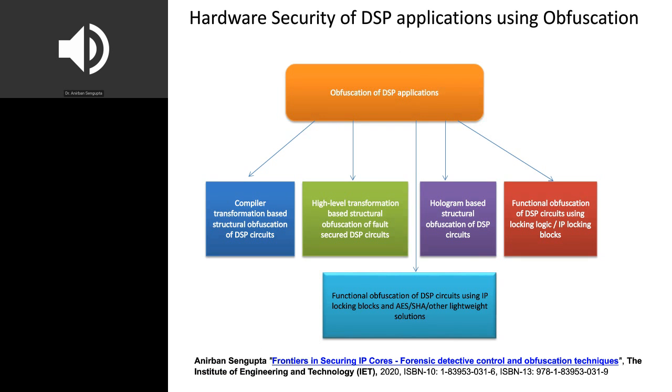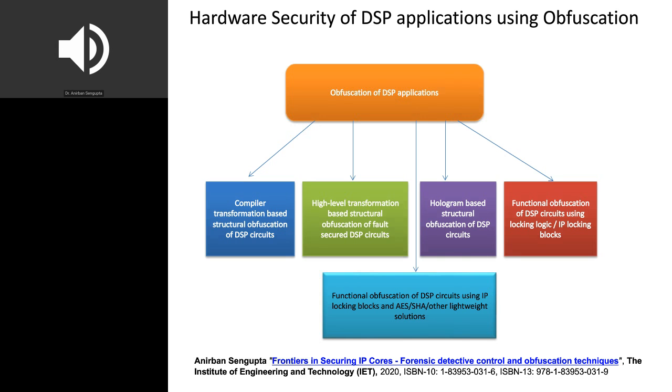Okay, so now let me move into the obfuscation part of the hardware security. The obfuscation of DSP applications can be done in one of the following ways. These have all come up in recent years in the form of several publications in IEEE transactions and some in books. The first type is compiler transformation driven structural obfuscation of DSP circuits. Here we use compiler transformation techniques and apply them on the data flow graph of the application, which results in a functionally equivalent but structurally different DSP circuit of the original application.